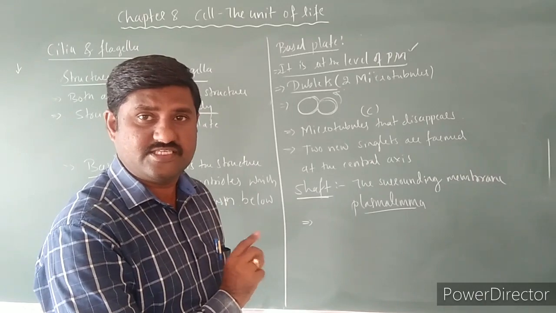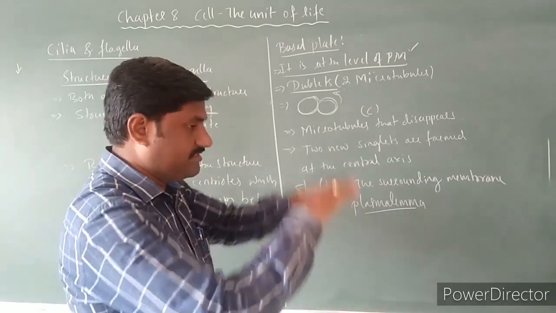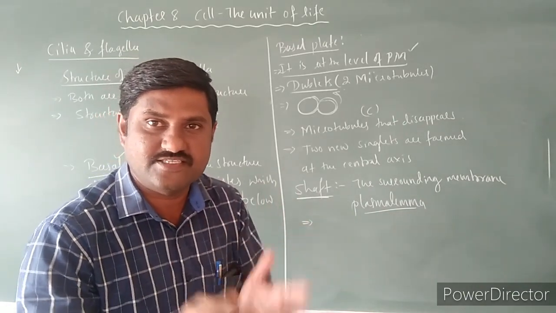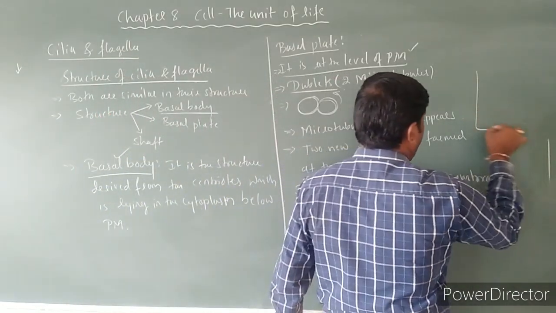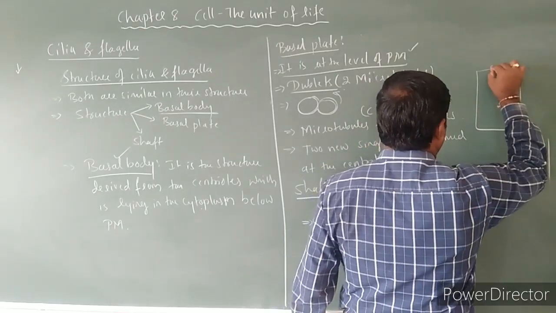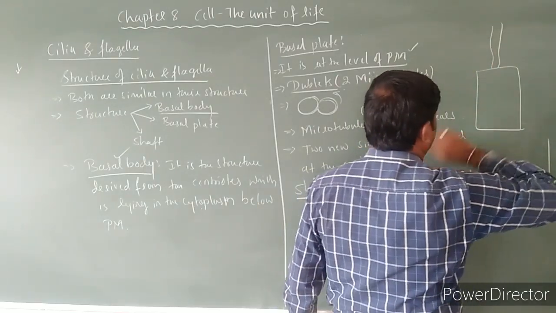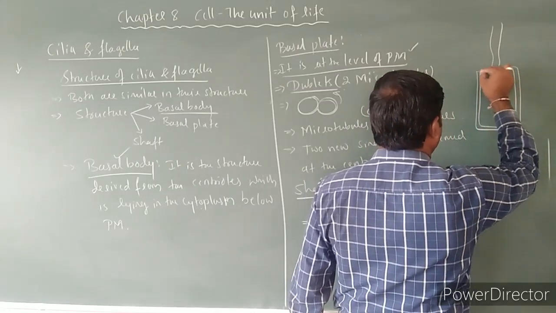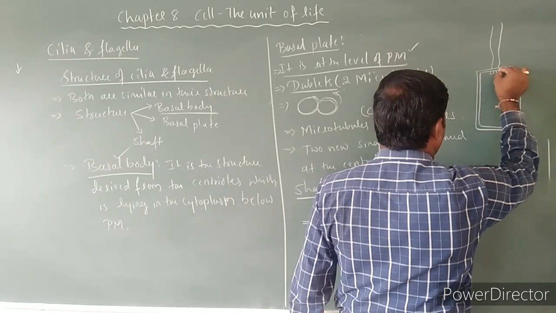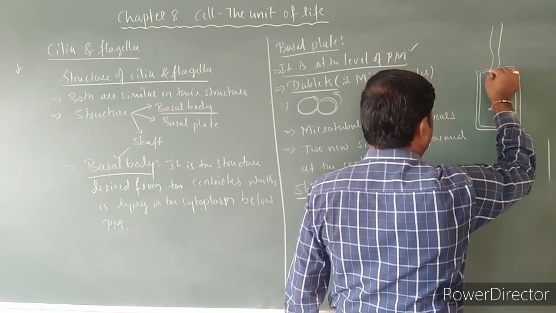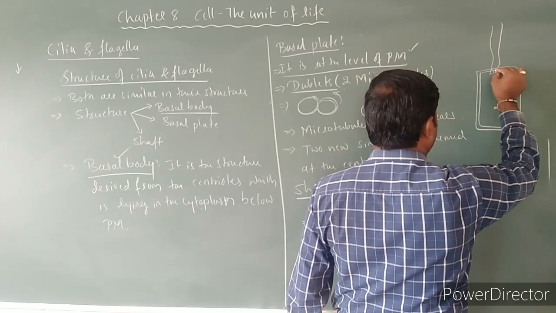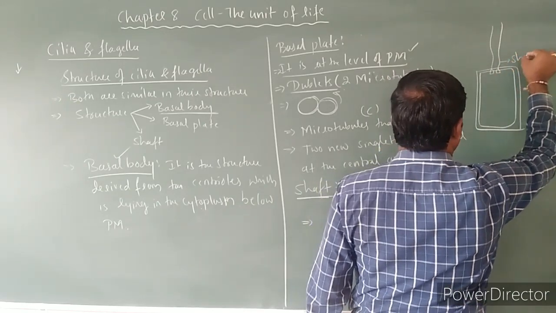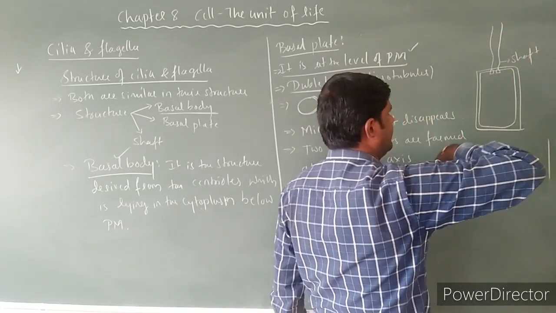What is the next one? Plasma lemma is over. So peripherally, what is there? There is a membrane around the cilia as well as flagella. Imagine this is one bacterial cell which has a pair of flagella, and this is the plasma membrane. Below the plasma membrane, basal bodies are there, and the next one is the basal plate, followed by the shaft. Shaft it is for us.